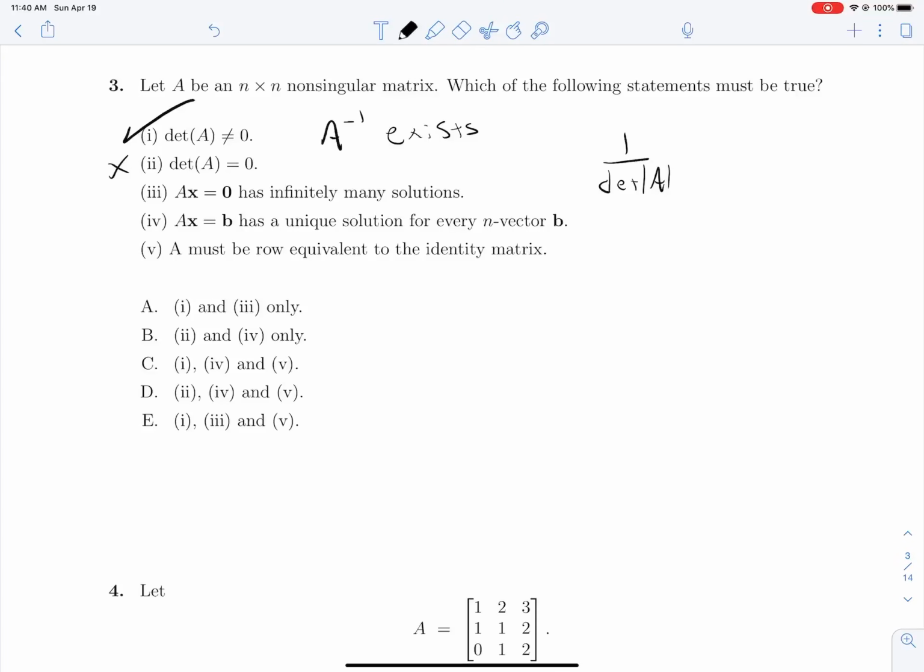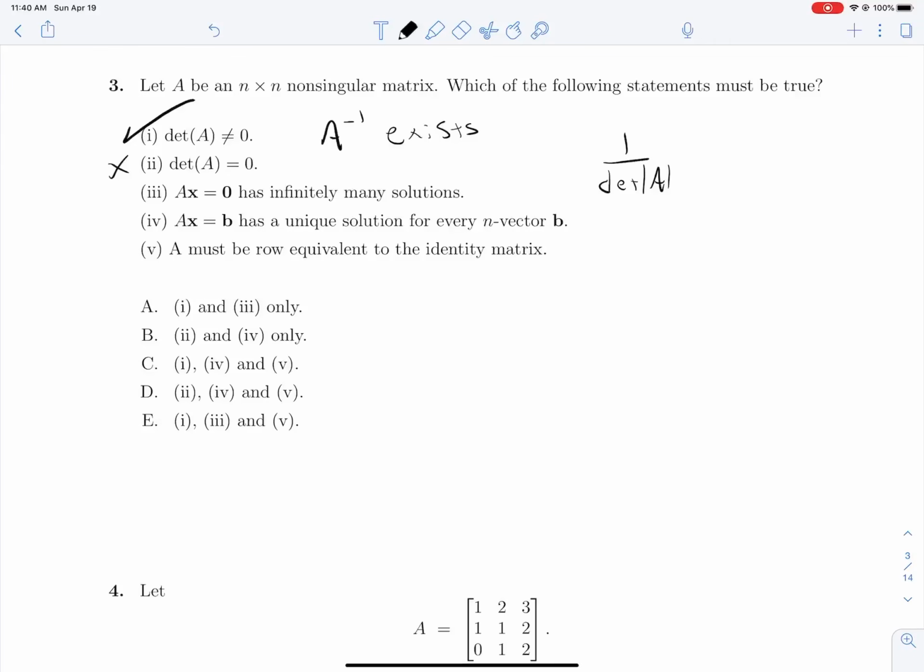B, AX equals 0 has infinitely many solutions. No, that's untrue. It will have only the trivial solution, and you can kind of think about this in the sense of the null space of an invertible matrix is zero-dimensional.